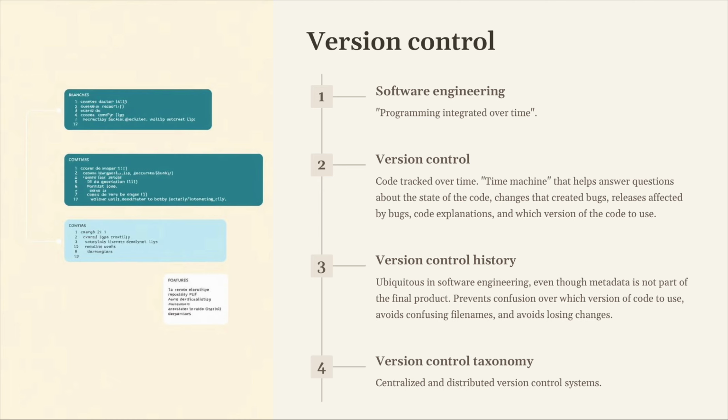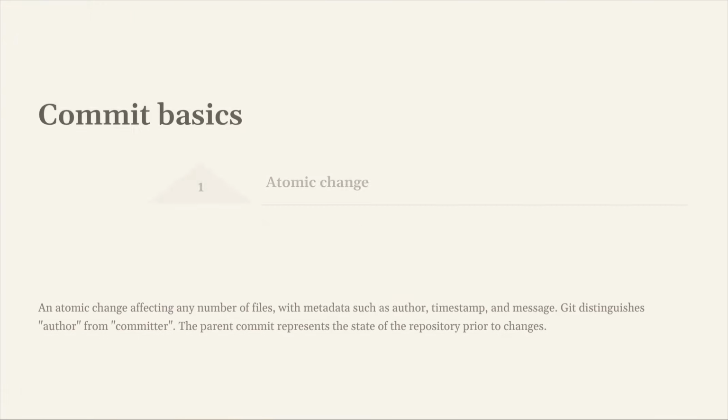The last section is version control taxonomy. There are two main types: centralized systems, which rely on a single repository, and distributed systems, where each user has a full project copy. Let's move to the next slide.